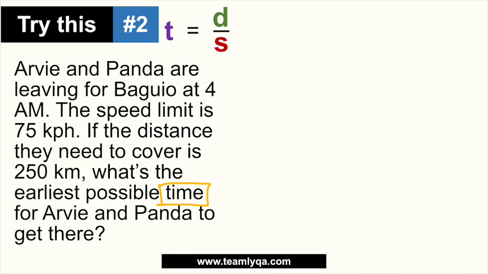So, isosolve na natin ito. Tignan natin yung information that we have. The first thing that we have to look for when you're looking for yung time is yung distance. Now, ang distance here is yung Baguio trip nila. At ang sabi, ang kailangan daw nilang i-cover na distance is 250 kilometers. So, yun yung number lalagay natin sa taas. 250 kilometers. Tapos, over siya dun sa kanyang speed, which is 75 kilometers per hour. Now, some of you may be a little bit confused kasi hindi naman niya speed yan eh. Yan ay speed limit. Right?